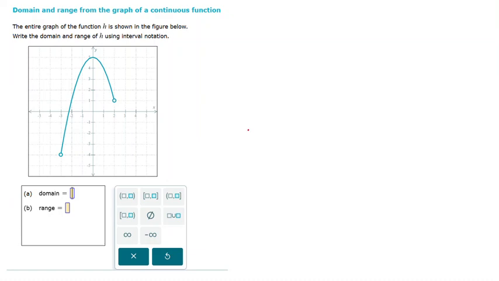So for this one, start with the domain. So I'm starting on the x-axis. I see that I'm going from -3, where it's open, all the way up to 2, where it's also open. So for this one, my domain is going to be parentheses on both sides, -3 to 2, and both are open circles, so they're both parentheses. Now let me look at my range.